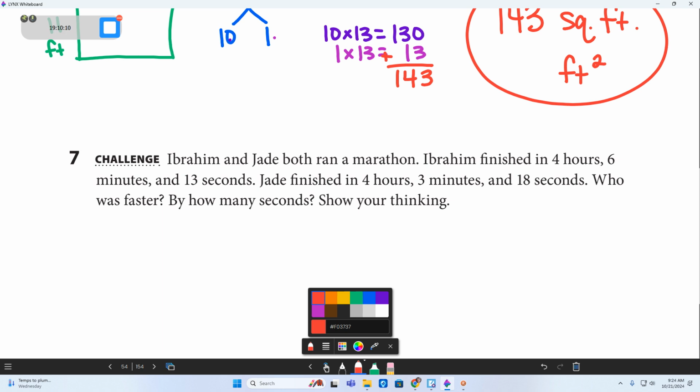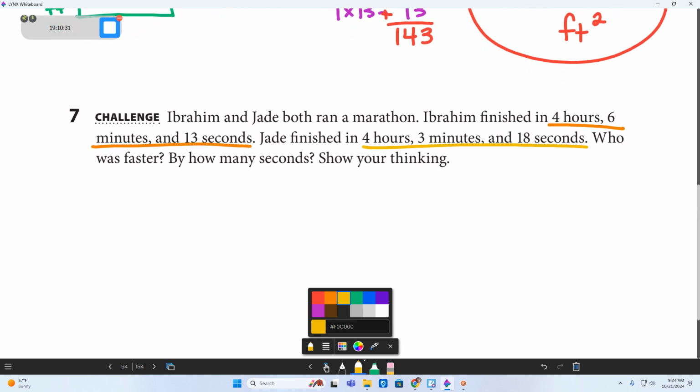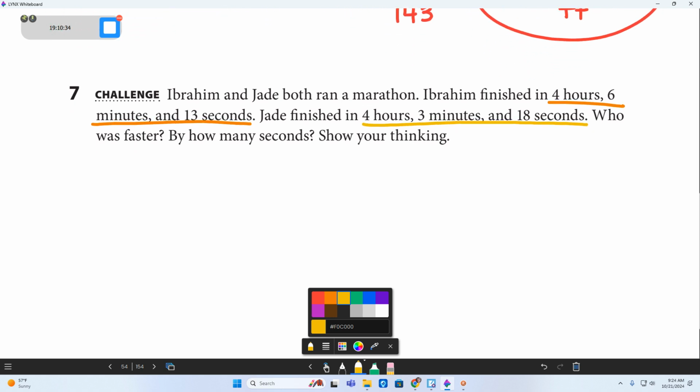Ibrahim and Jade both ran a marathon. Ibrahim finished in 4 hours, 6 minutes, and 13 seconds. Jade finished in 4 hours, 3 minutes, and 18 seconds. Who was faster? Remember, the high score wins in a lot of things, but in golf and running, it's the lowest that wins. So let's see, 4 hours, 6 minutes, 4 hours, 3 minutes. Ooh, that means Jade. Jade was faster.